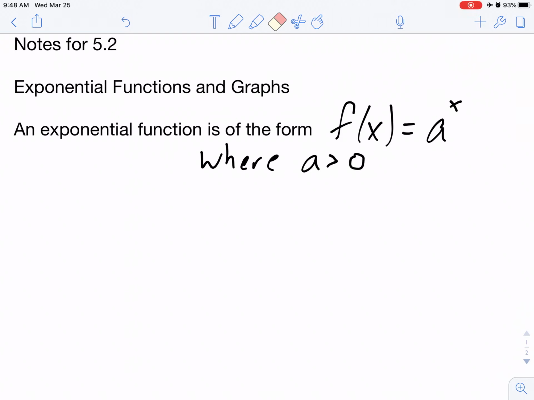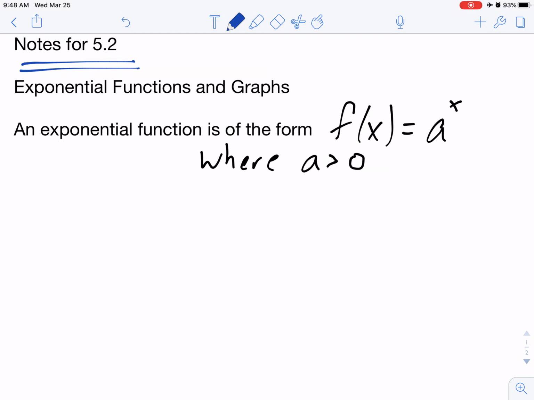Well, given our current situation this semester, I will not be assigning any problems from section 5.2. We're going to skip the majority of it, but I need to give you a couple of things here because you'll need this as background information for the next couple sections. So I'll try to keep this short.